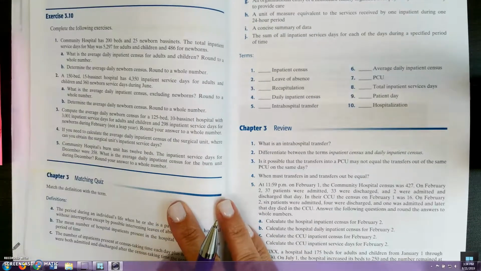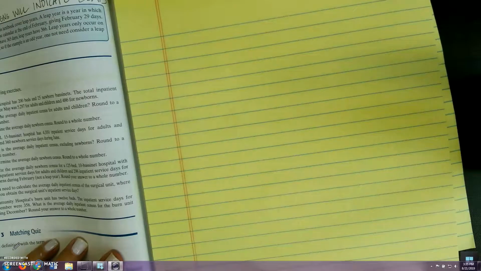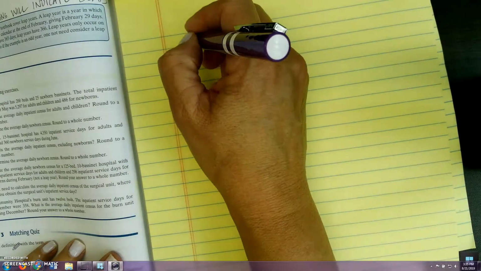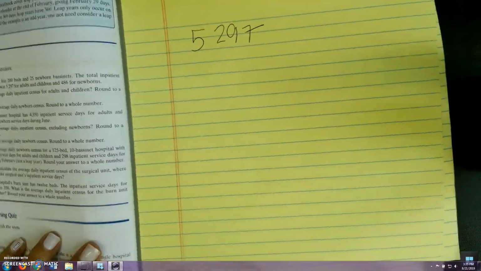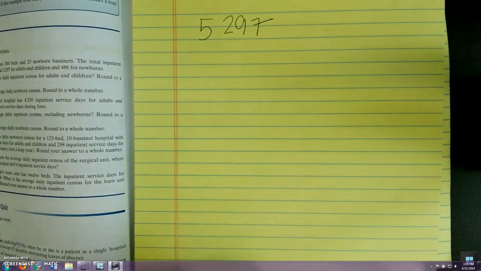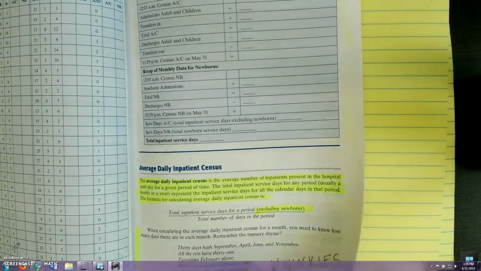I'm going to grab my work pad over here. Your problem says that the total number of inpatient service days for adults and children was 5,297. That's going to be the top portion of our formula, because our formula asks us for the total number of inpatient service days. And the bottom portion of that formula is the total number of days in the period.